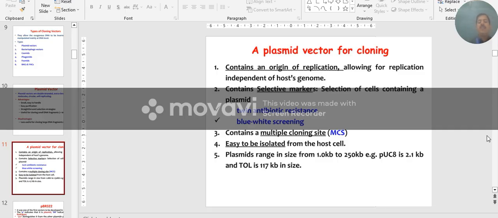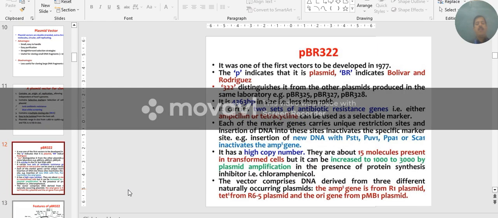Examples of some of the extensively used plasmid-based vectors include pUC8, which is 2.1 kilobase pair. Coming to the various types of plasmid-based vector systems, the first of its kind was developed in 1977 by Bolivar and Rodriguez, referred to as pBR322. The p indicates that it is a plasmid-based vector, and BR indicates Bolivar and Rodriguez, the inventors or creators of this plasmid-based vector.